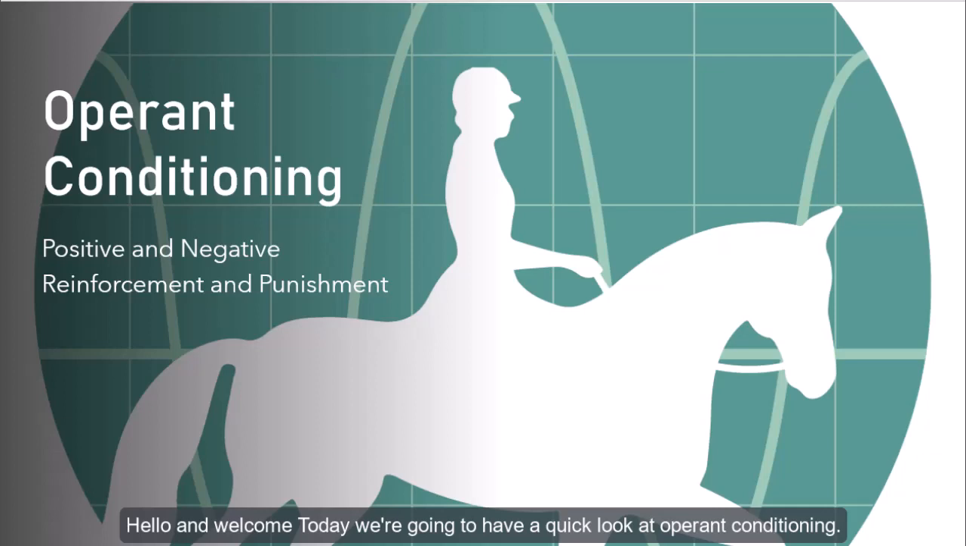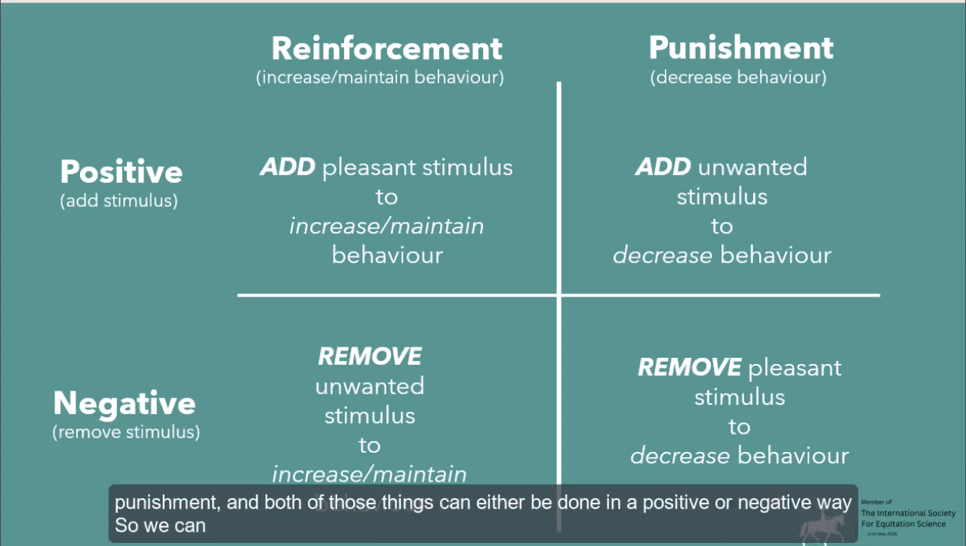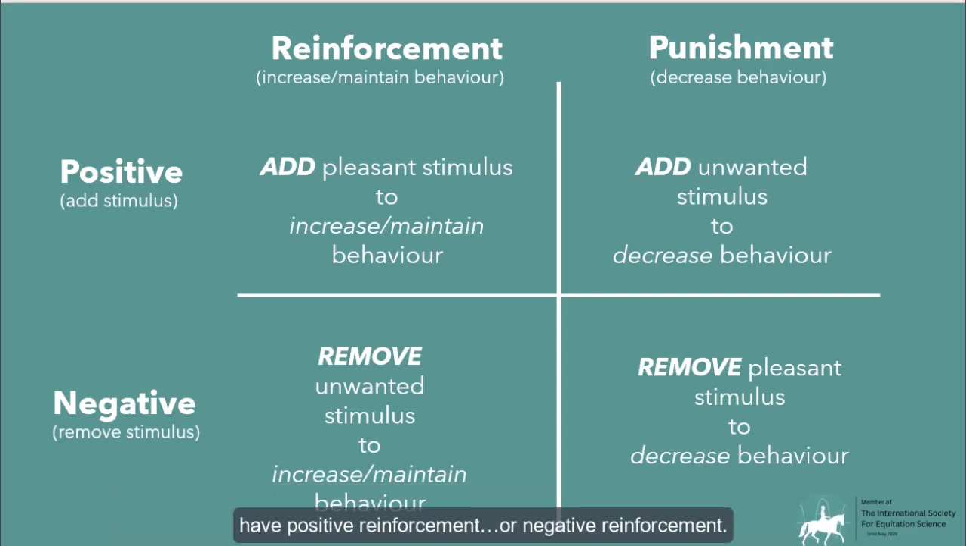Hello and welcome. Today we're going to have a quick look at operant conditioning. We divide operant conditioning into 4 different quadrants. We have reinforcement and punishment, and both of those things can either be done in a positive or negative way. So we can have positive reinforcement or negative reinforcement. We can have positive punishment or negative punishment.